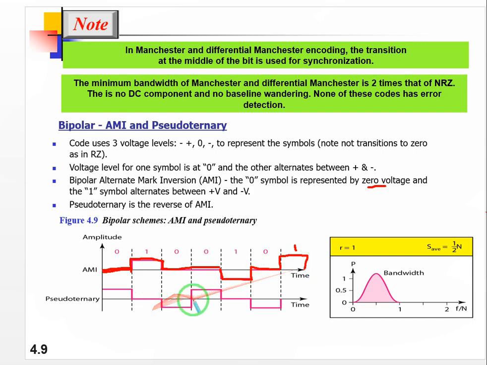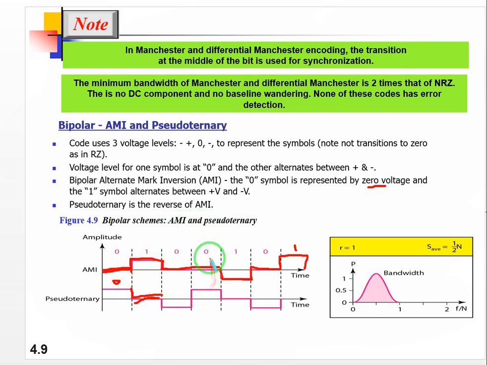Now coming to pseudoternary. The pseudoternary line coding scheme is the reverse of AMI. For a 0 we use a high voltage, and for a 1 we use 0 voltage. Then what is our next bit? The next bit is 0. What was the previous 0 bit? It was up, so this one will be down now, because it's an inversion of AMI.